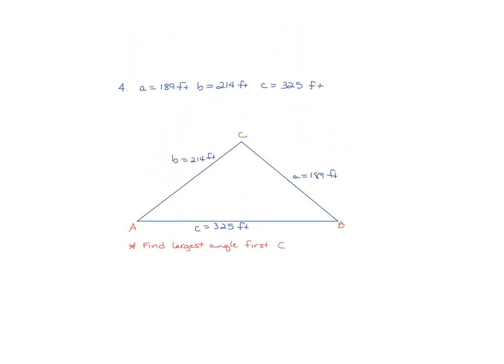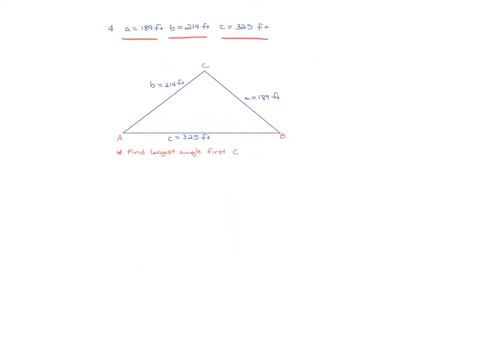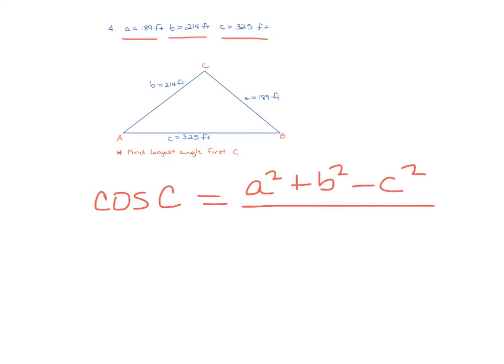Again, notice I'm given side lengths A, B, and C. As soon as you see side, side, side, you should realize that we're using cosine. And again, I'm going to use my manipulated formula. So if you memorize that the cosine of C, then you don't have to do the whole long thing and rearrange it, is equal to a squared plus b squared minus c squared divided by 2 times a times b.